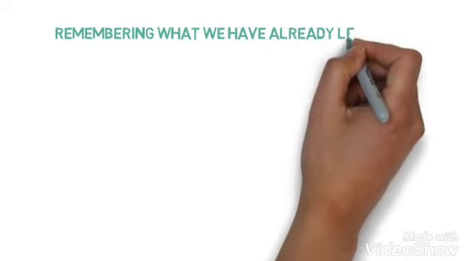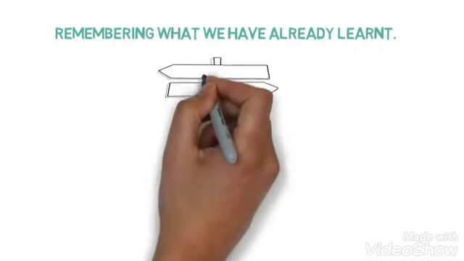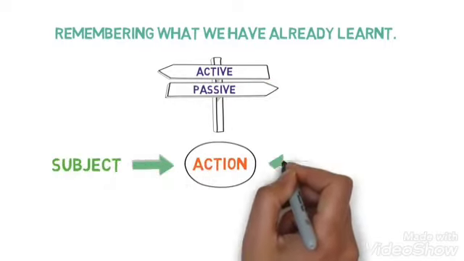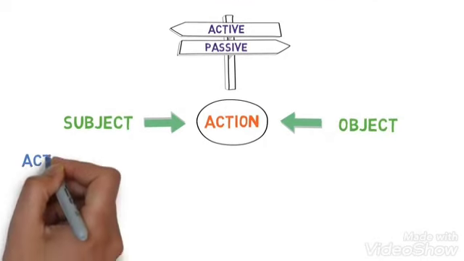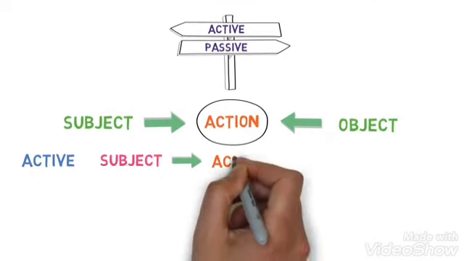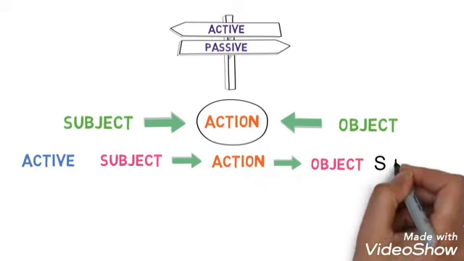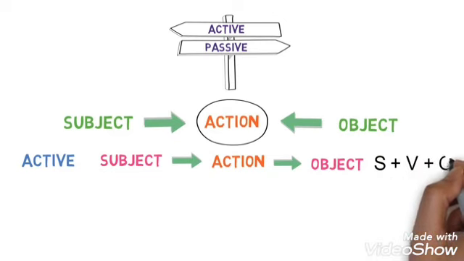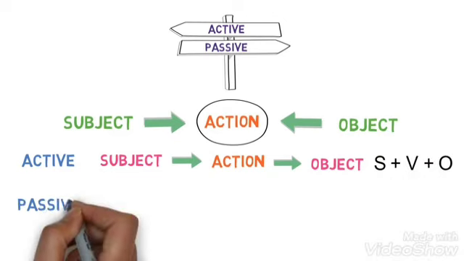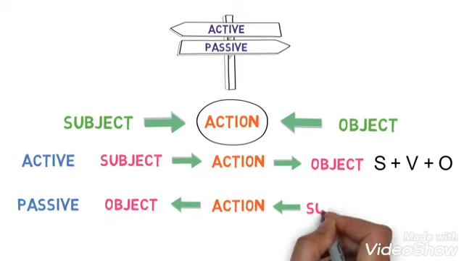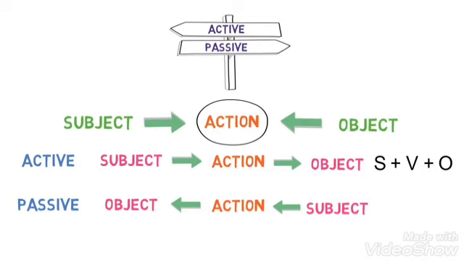Remembering what we have already learned: active and passive, the action, subject and object. In the active sentence, we have seen three important words: subject, action and object. Action means it will be a verb. In the passive form, the places will be replaced: object, action, subject. So this is the rule we have to observe.